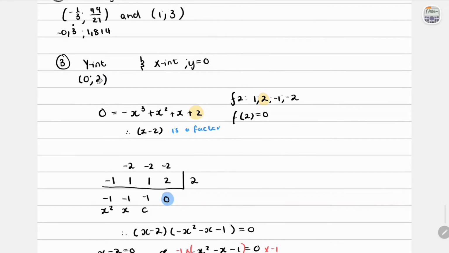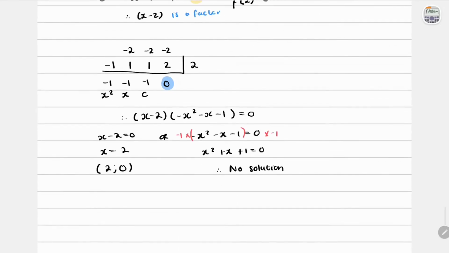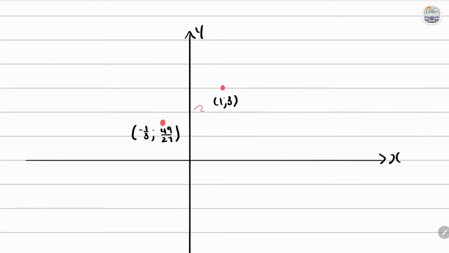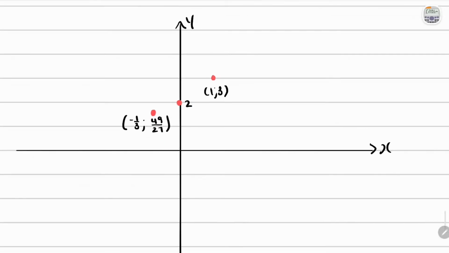Now we have a y-intercept of 0 and 2. And we have an x-intercept of 2 and 0. So 0 and 2 is about here. Okay, so we have that. And you can just say 2. So we know, okay, it's a y-intercept of 2. And then an x-intercept of 2 and 0. So that's going to be about here. It's just past 1. Okay, so here.